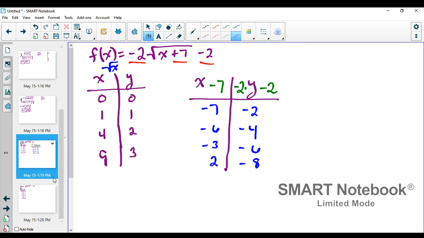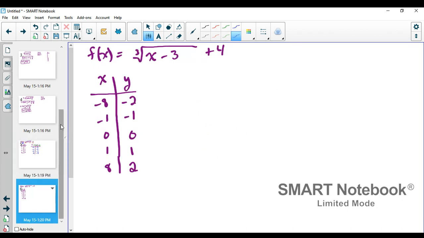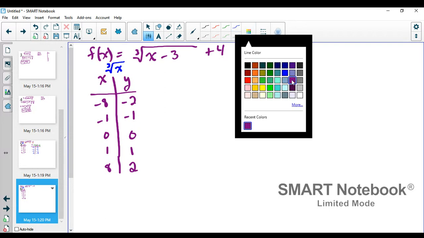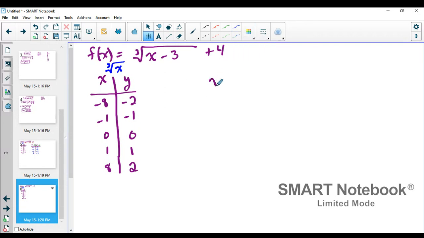All right. So then a cube root function to graph. We have the cube root of x minus 3, plus 4. So this is the basic function of the cube root of x. This is always the table you're going to start with when you are graphing a cube root function. All right, so over here we have x and we have y. And then we're going to put our changes with it.